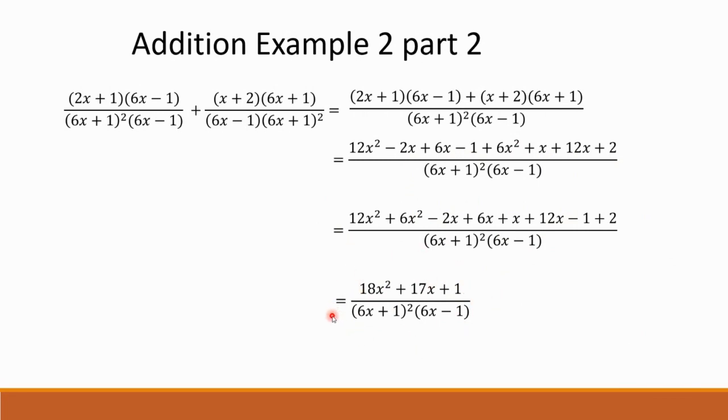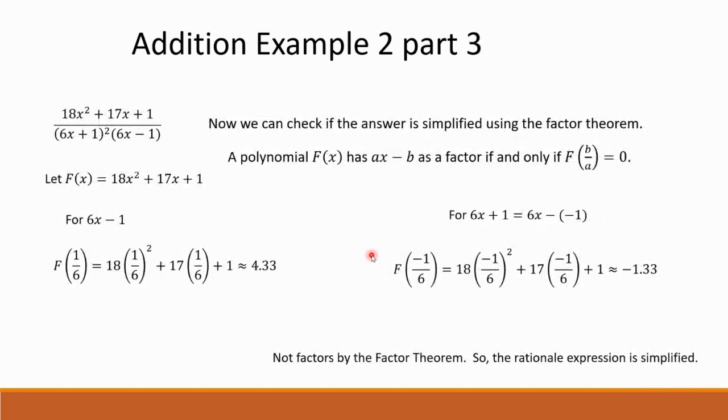We're not quite done, though, because we want to simplify. Right? We want to know, does the numerator and denominator have any common factors? And again, what you can do is you could try factoring the numerator. You could do that. Okay? But instead, let's use our factor theorem. This is the factor theorem from before. I just showed you.